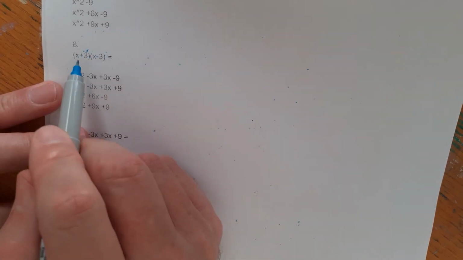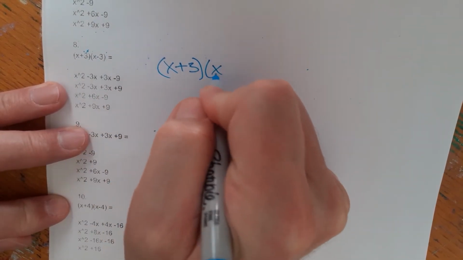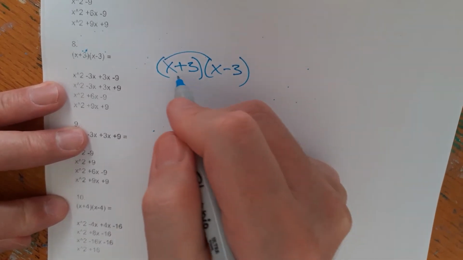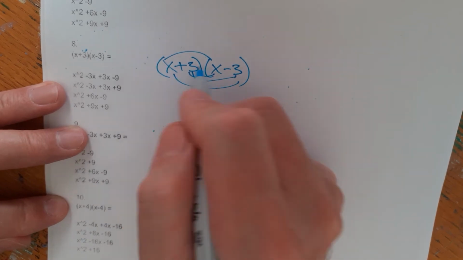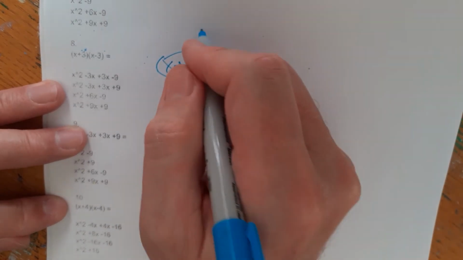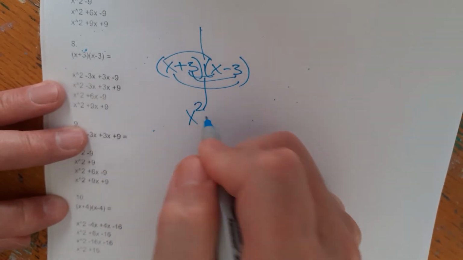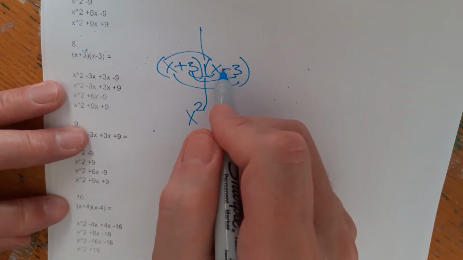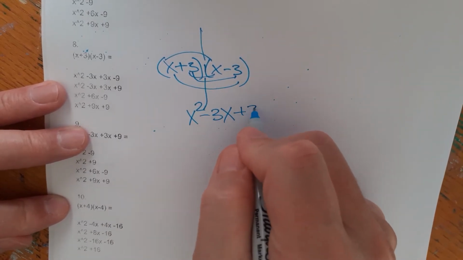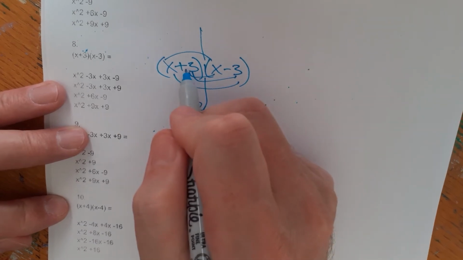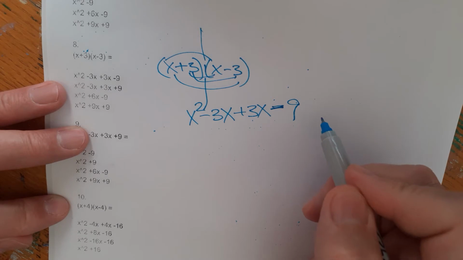So this one is hard to see, but it says x plus 3 times x minus 3. We're going to do first, outside, inside, last. First would be x times x, because remember there's a center line down the middle. So that's the first term, and that's the first term. X times x is x squared. Then they go to outside, -3 times x is minus 3x. Then they go to inside, plus 3x. And then they go to last. Plus 3 times a minus 3 is a minus 9.